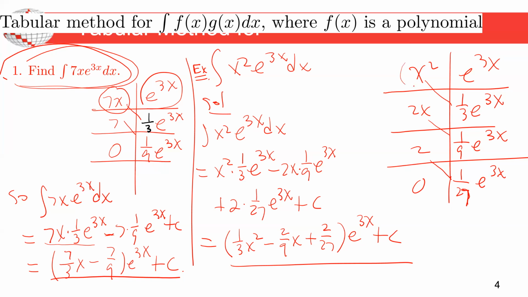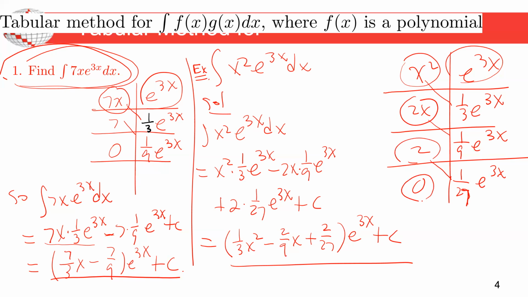We create this table with f and g, the two factors, being the first row, and then we differentiate x squared successively. We get 2x, that's the first derivative, 2, that's the second derivative, and 0 is the third derivative. And for the second column, we integrate e to 3x. So we get 1/3 e to 3x, 1/9 e to 3x, and 1 over 27 e to 3x.